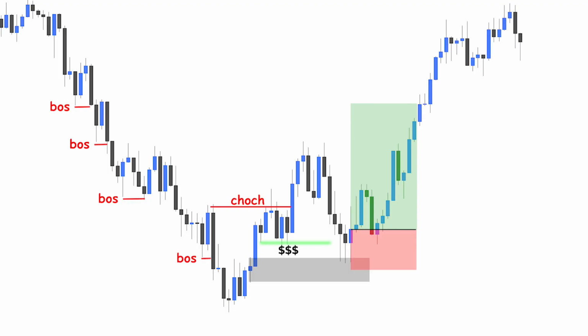Mastering liquidity helps you find better trade setups and improve your strategy. Always include liquidity in any trade you take.